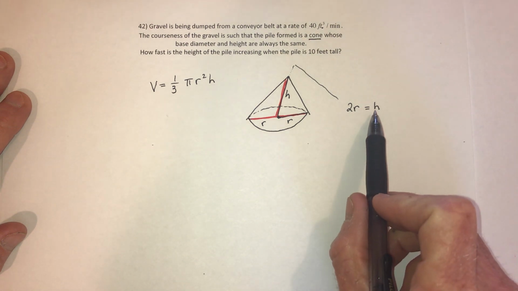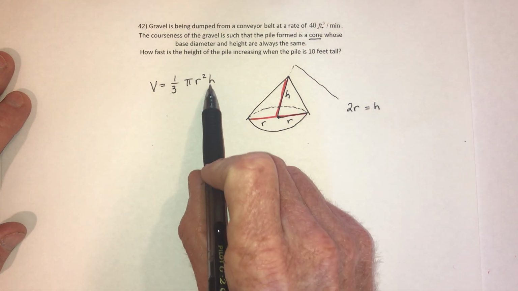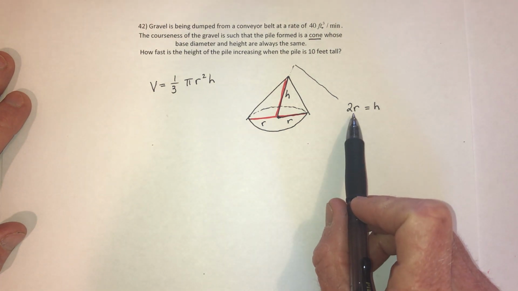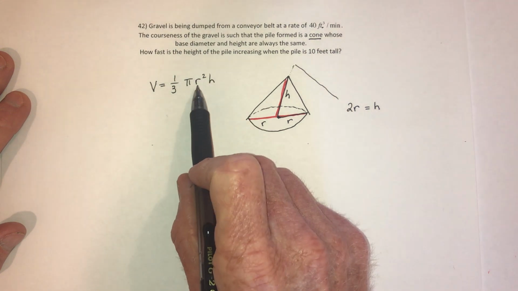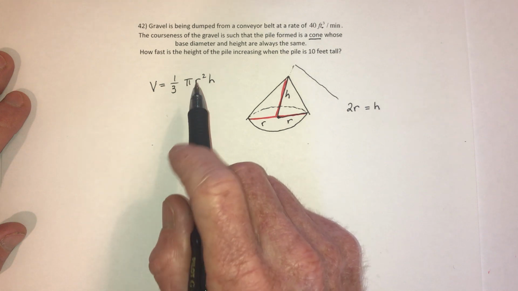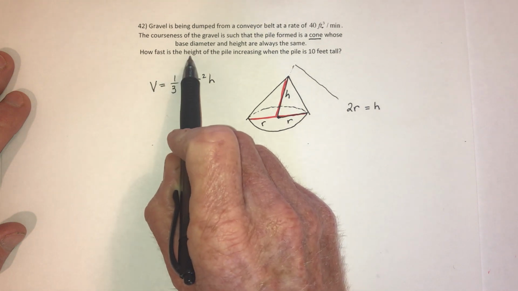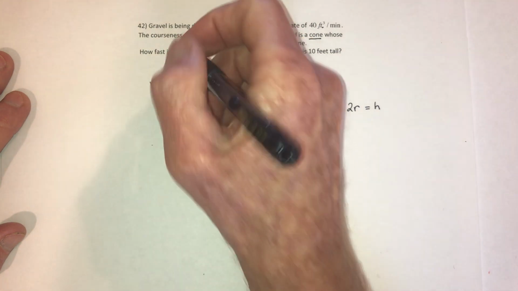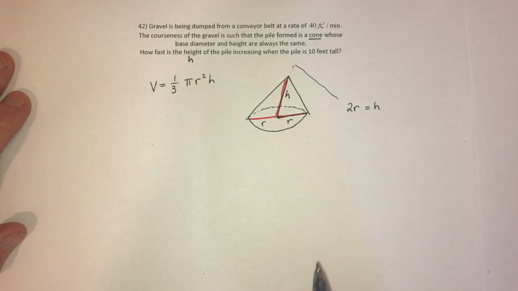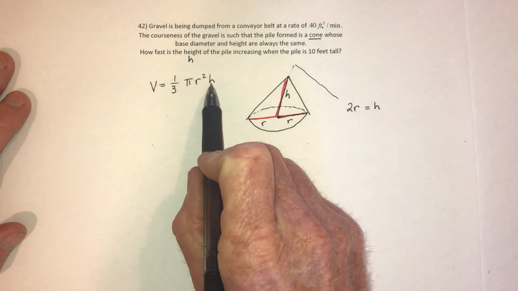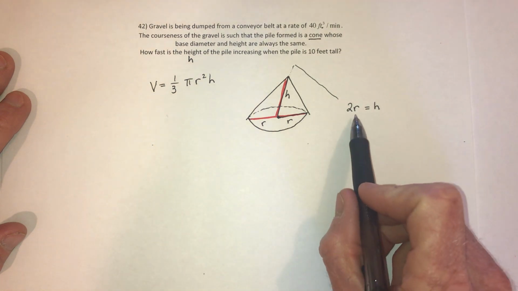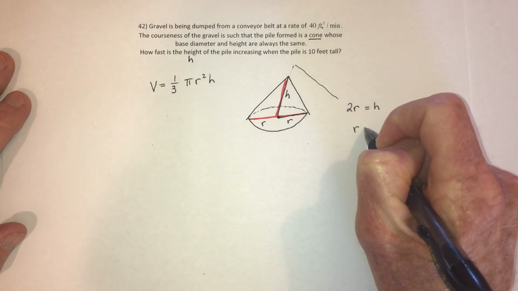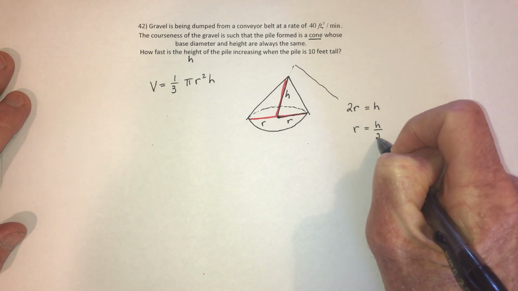So that means that I could, in place of this h, put 2r, or I could solve for r, which would be h over 2, and then plug that in there. Depends on what's being asked for. How fast is the height? So the question is asking about h. So we should leave h in there and instead replace the r. So over here, r is equal to h divided by 2.